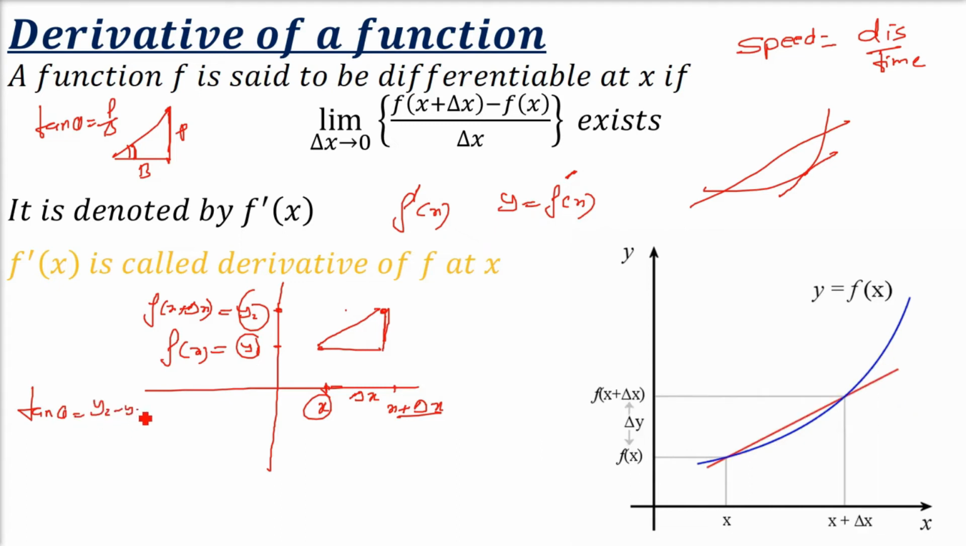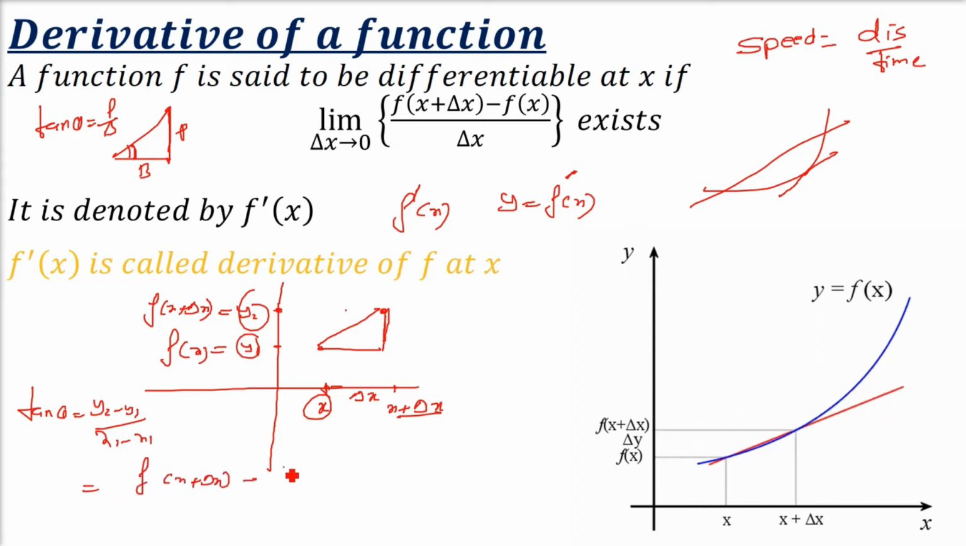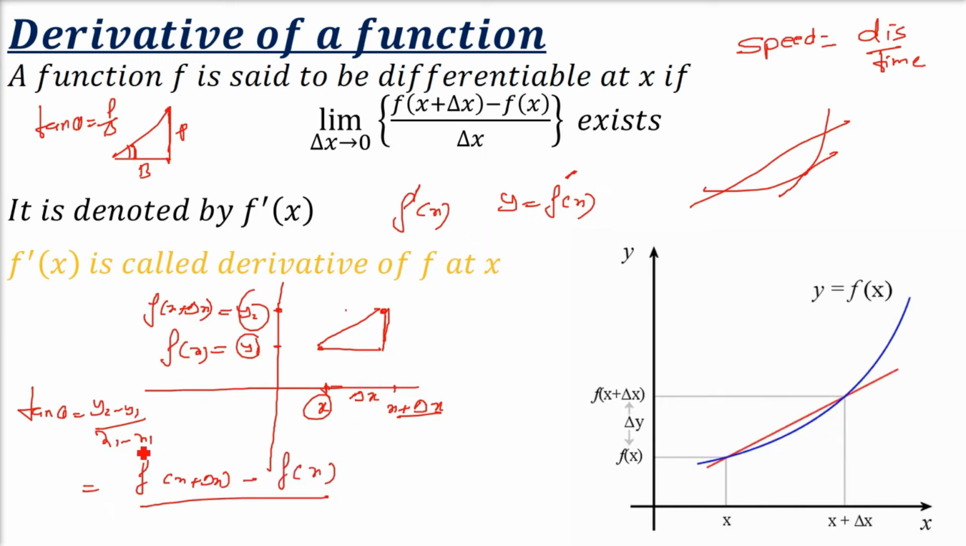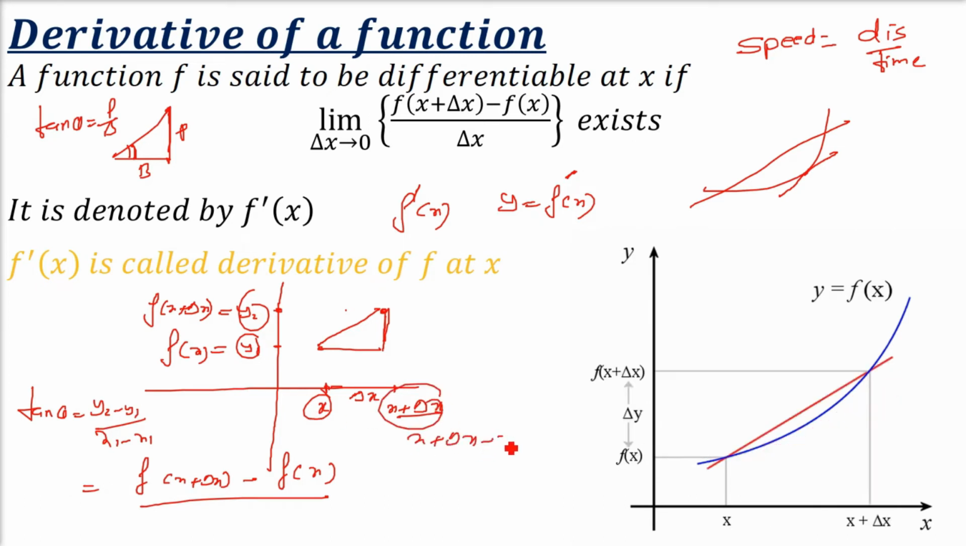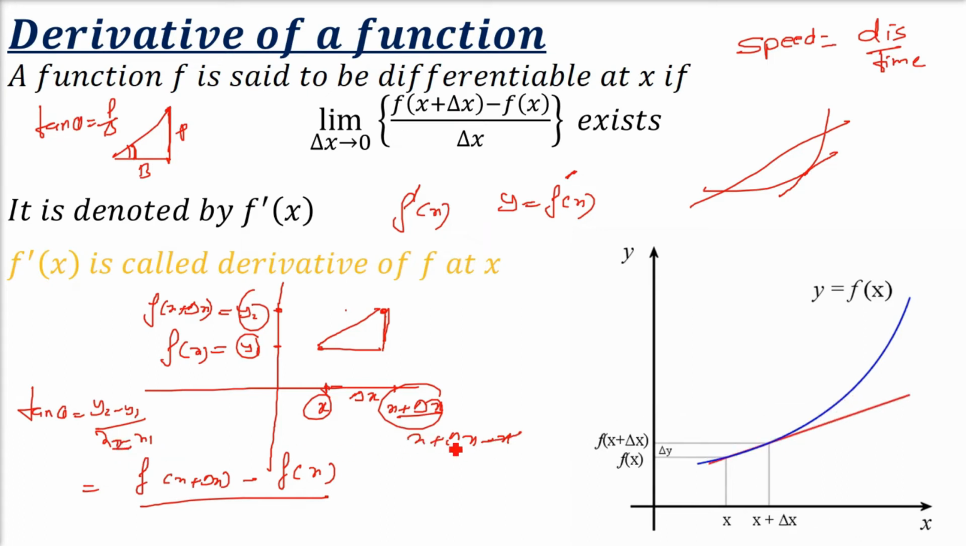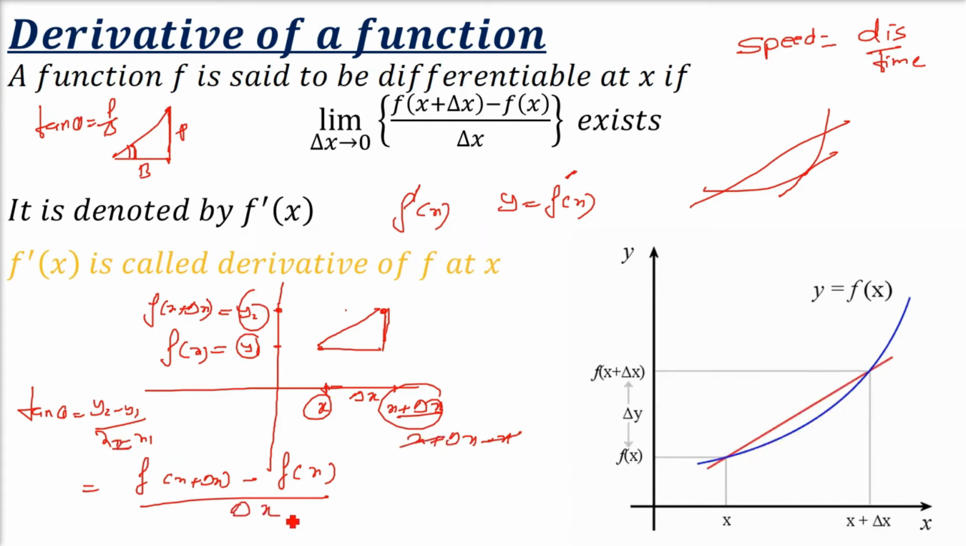That is, tan theta is perpendicular by base. Perpendicular distance is what? y2 minus y1. What is the x distance? x2 minus x1. y2 minus y1 is what? f(x plus delta x), because y2 is f(x plus delta x). What is y1? f(x), divided by x2 minus x1. x2 is x plus delta x, and subtraction by x, because x1 is x only. So this x gets cancelled, you get delta x.